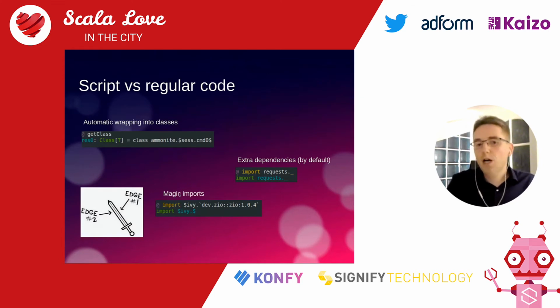Also, you have magic imports in Ammonite that let you import whatever library you fancy. And some of the libraries are also shipped with Ammonite by default. So you simply import it. But this is a double-edged sword.